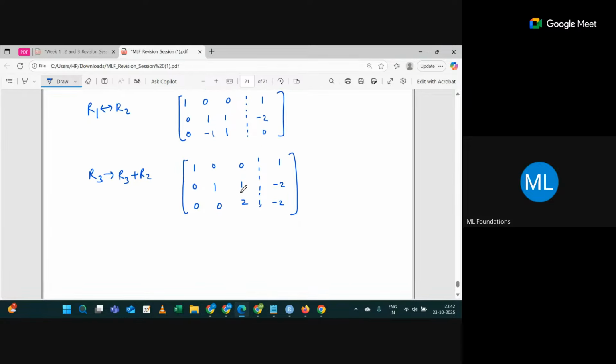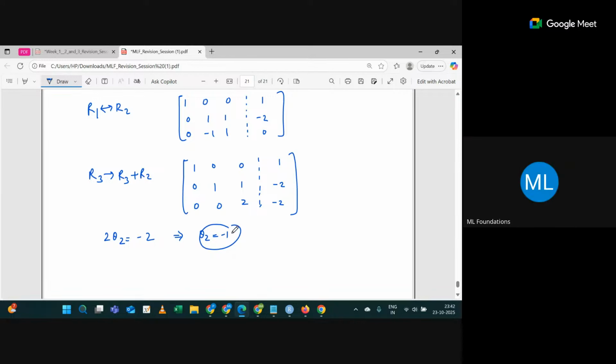So what else we got from where? We got 2 theta 2 is equal to minus 2. Theta naught equal to 1. See, first of all 2 theta 2 equal to minus 2, yes, right? So this is theta 2 equal to minus 1.